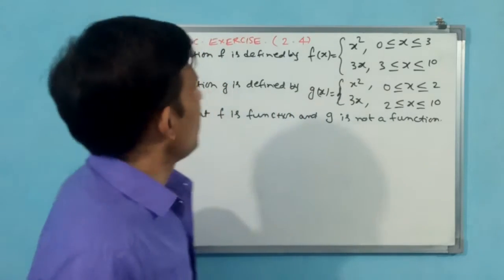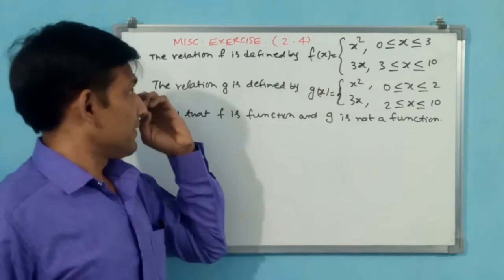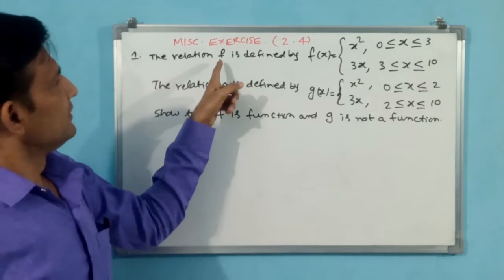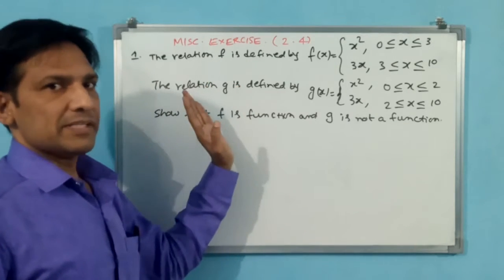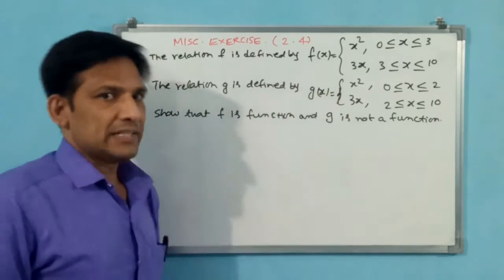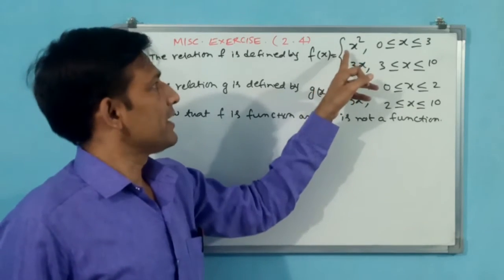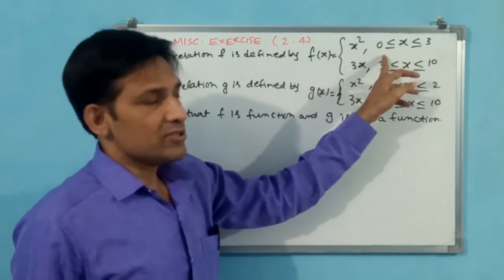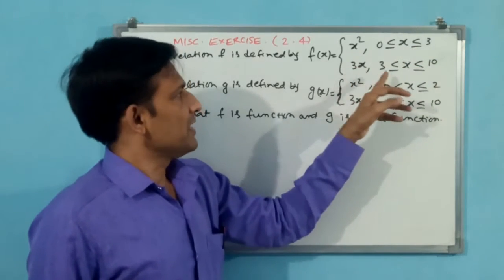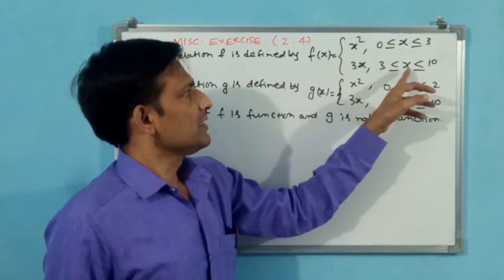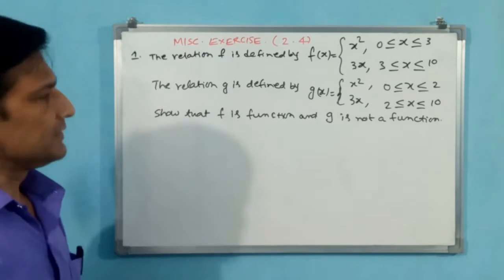See the first problem they have given. The relation f is defined by f of x. See, the relation f means, if you write simply f relation, f of x function, that you have to understand. f of x is x square when x is greater than or equal to 0 and less than or equal to 3, and 3x when x is greater than or equal to 3 and less than or equal to 10. That is the function f of x.